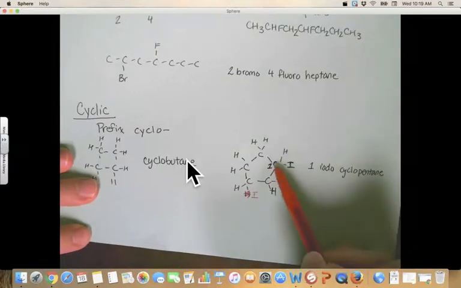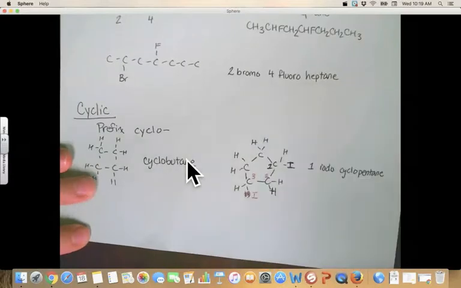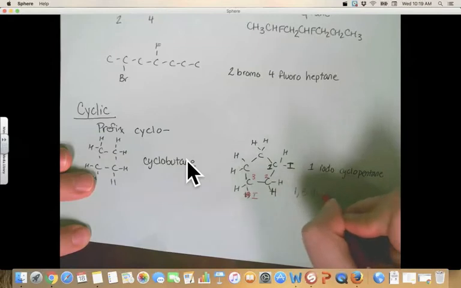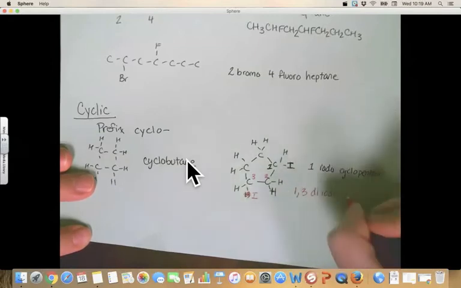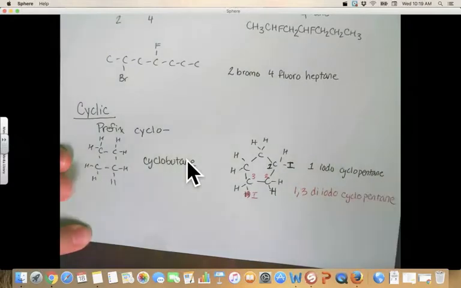Okay, and we're going to number this. I could either go counterclockwise, 1, 2, 3, 4, or I could go clockwise, 1, 2, 3. We want to give it the lowest numbers possible, so this would be 1,3-diiodocyclopentane. Yeah, that just rolls off the tongue. And there you go, cyclic compounds.